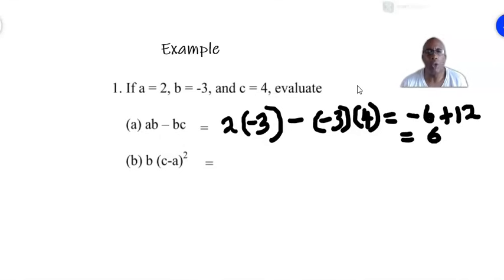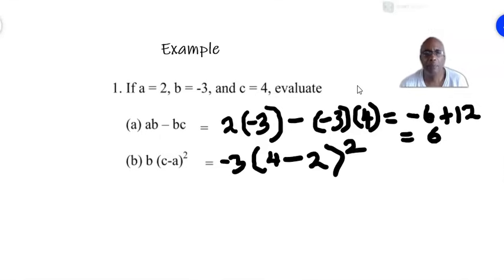B times C minus A all squared. Let us substitute. B is -3 times, C is 4, minus, and A is 2. So we have substituted, all squared. On the bottommost rule, we know we must do the bracket first. So do the bracket first, we'll get 4 minus 2 is 2. So this is -3 times 2 all squared.